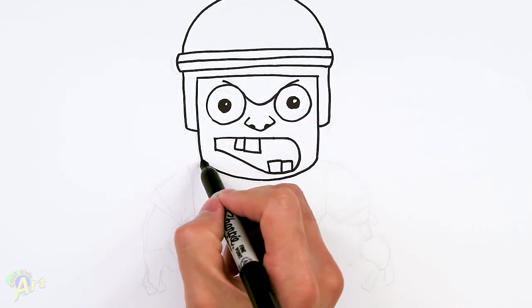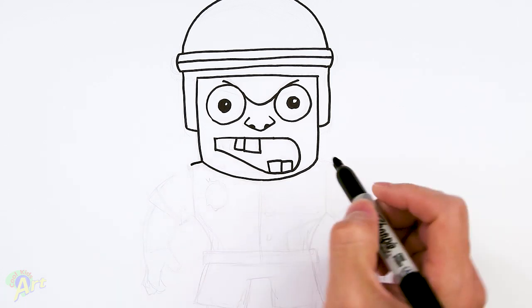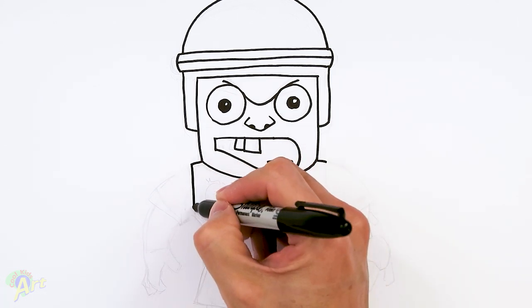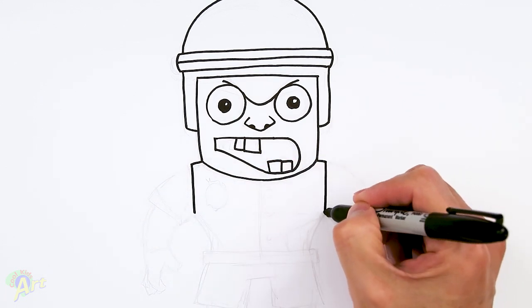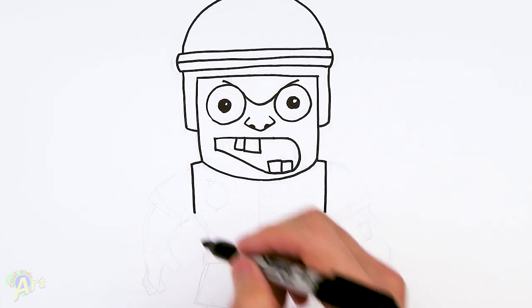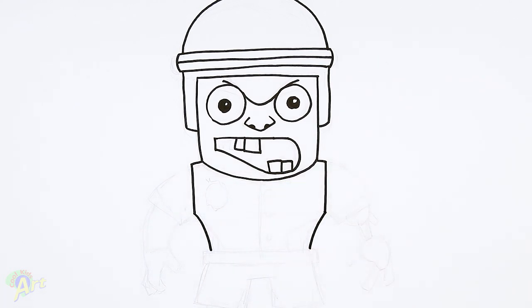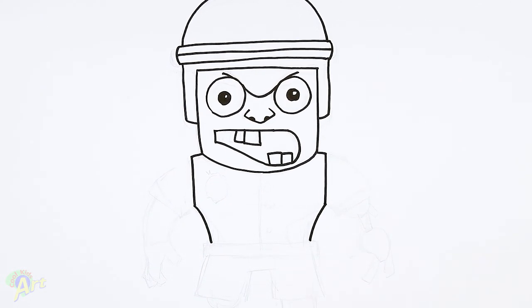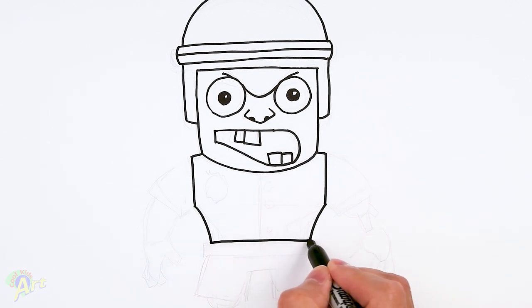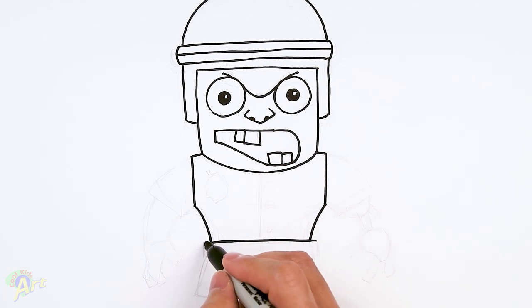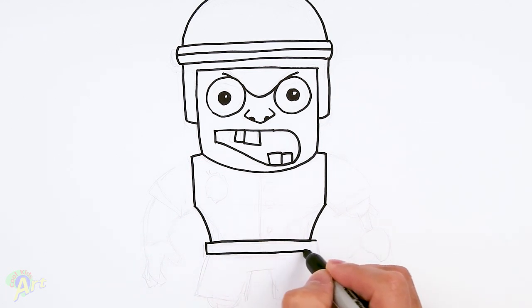So the body's pretty simple. Come back up here. I'm just going to come out a little bit. Come down. So this is going to be his armpit. And then just curve it down. This is going to be all the way down to his waist and belt area. Close it off. And then for the bottom of his shirt here, I'm going to extend the line and just draw one long rectangle.